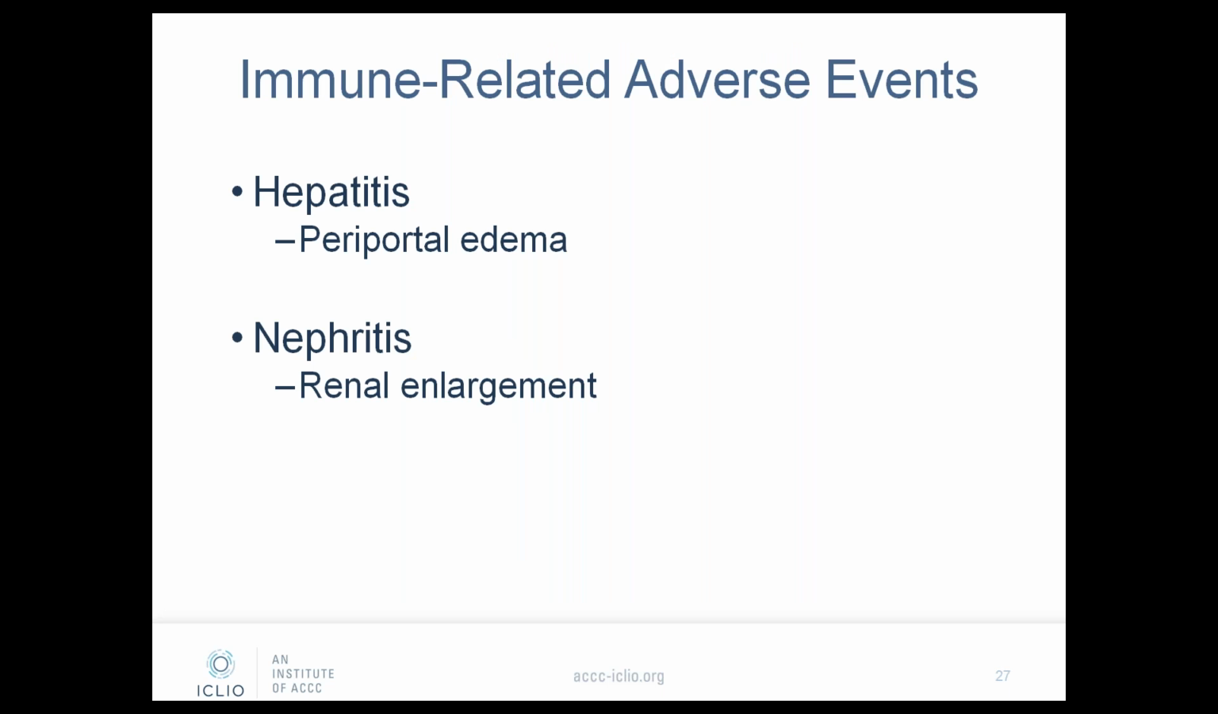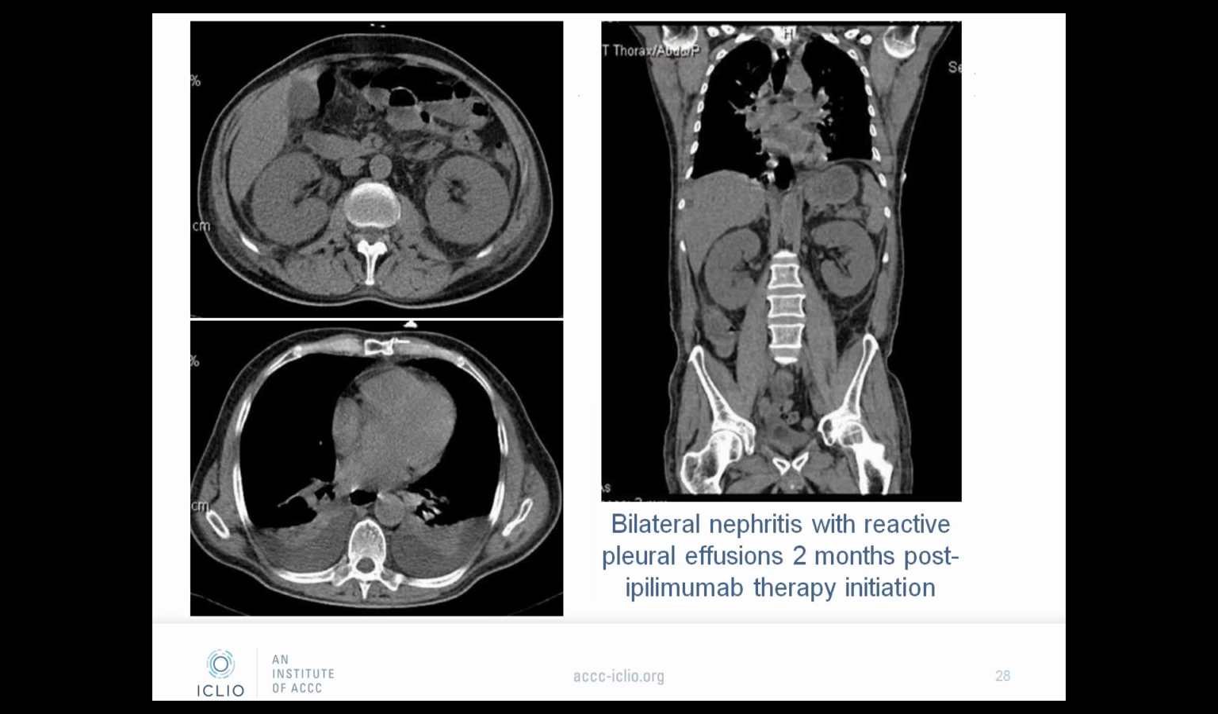Next slide. Here's an example of the immune-related adverse event of nephritis, where the kidneys are enlarged, and you see reactive small bilateral pleural effusions on the scan in the lower left. And so those are, again, things to look out for as well.